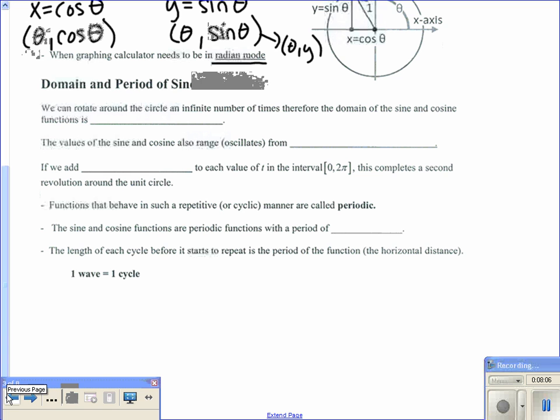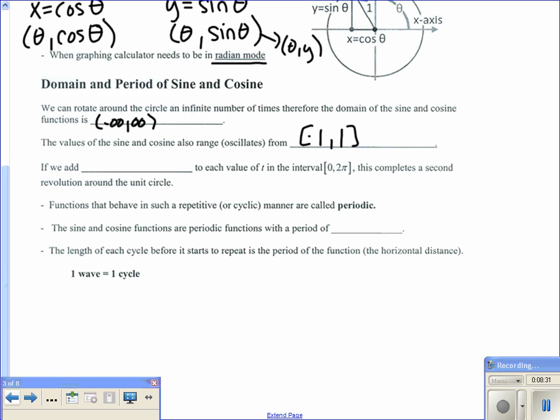So now let's talk about the domain and period of sine and cosine. We can rotate around the circle an infinite number of times. Therefore, the domain of sine and cosine function is going to be all real numbers, so negative infinity to infinity. The values of sine and cosine also range or oscillate, so oscillates means just goes back and forth, in between -1 and 1.